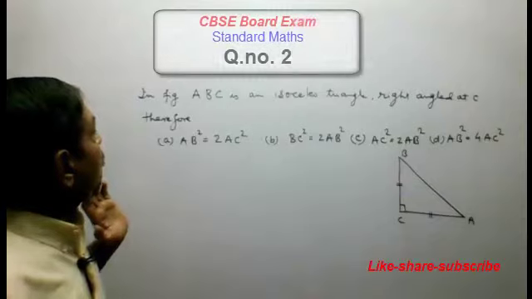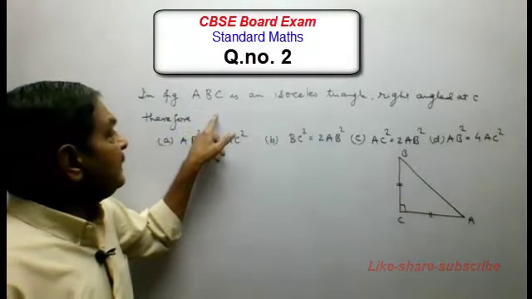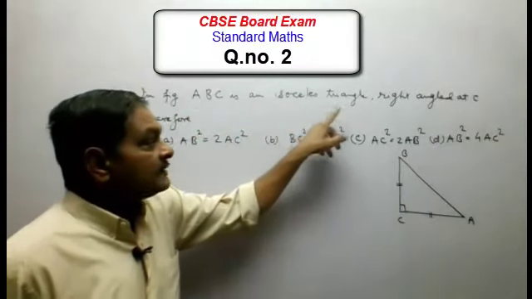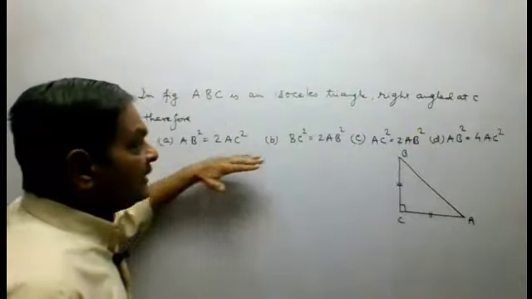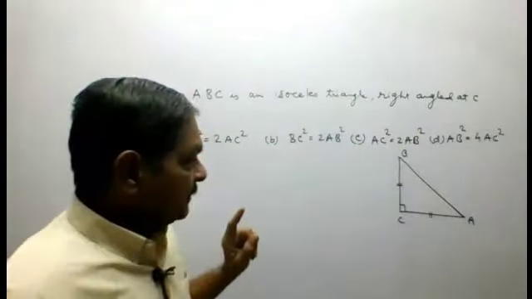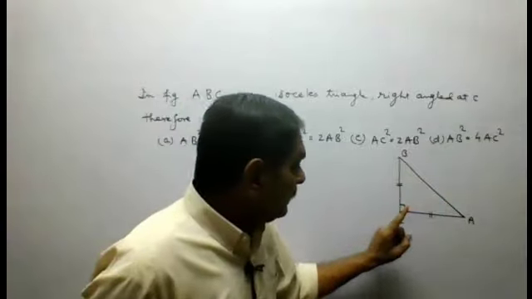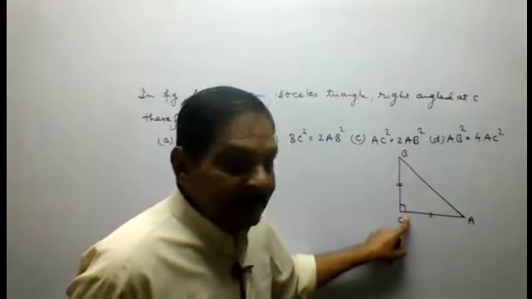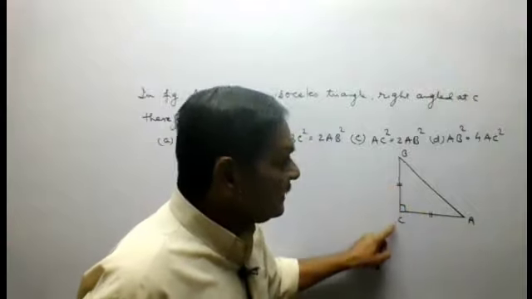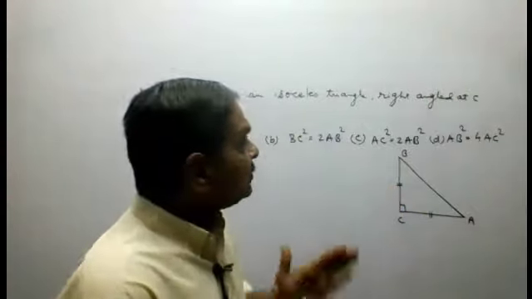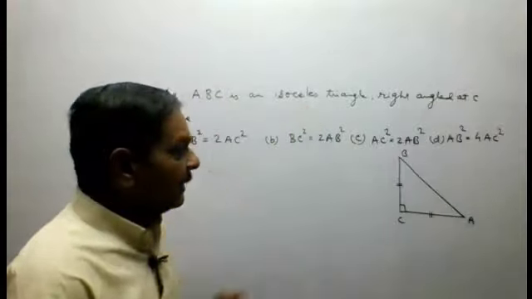Question number 2. In the figure, ABC is an isosceles triangle, right angled at C. Therefore, and these are the 4 options given to us. We have been given a triangle here. This angle C is 90 degrees. Two sides of the triangle, AC and BC, are equal sides because the triangle is an isosceles triangle.